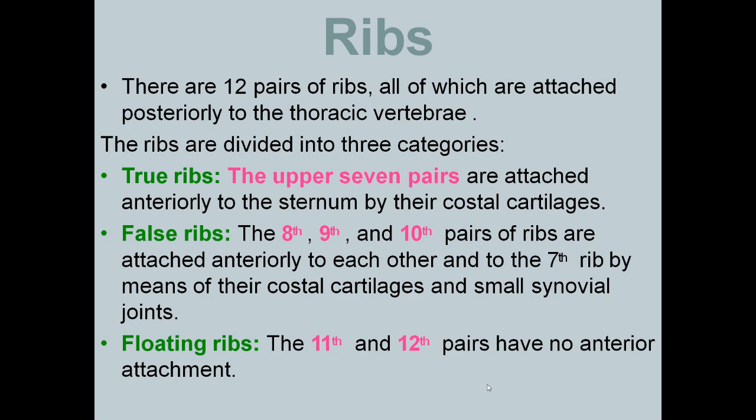So these are the ribs. These are true, false, and floating. True are 1 to 7, false are 8 to 10, and floating ribs are the 11th and 12th.